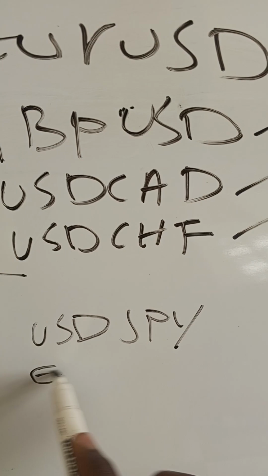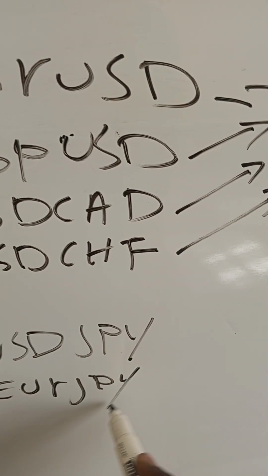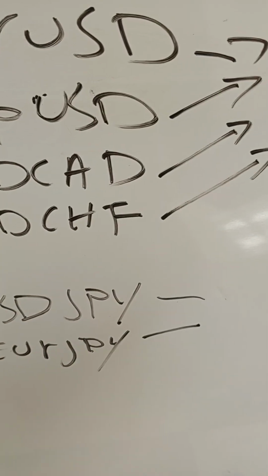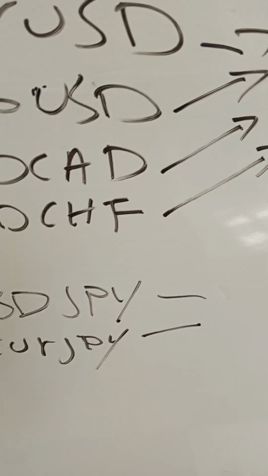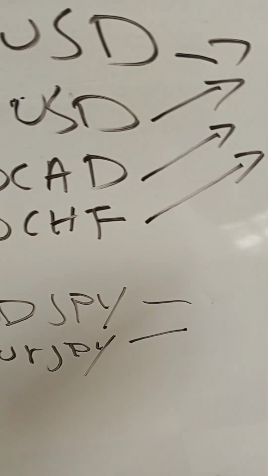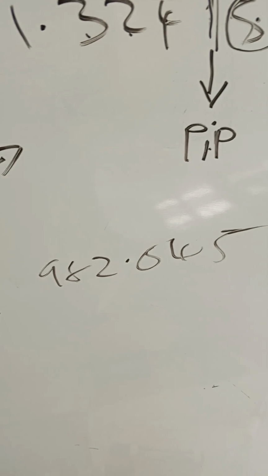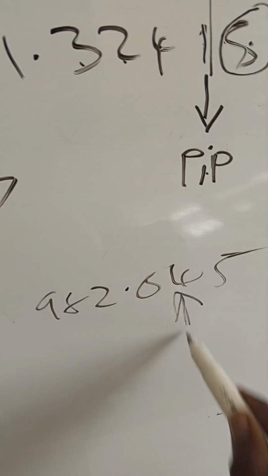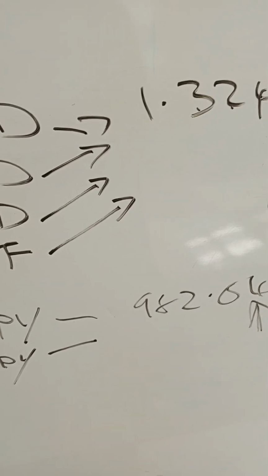We have Euro JPY, these ones. So all these ones, guys, I want you to understand that the pip value for any pair with JPY is the second figure after the decimal place. So let's say 98.245, like that, you see. So the pip value here is this figure, okay? So that's a pip. This is how, guys, you calculate a pip on these pairs.